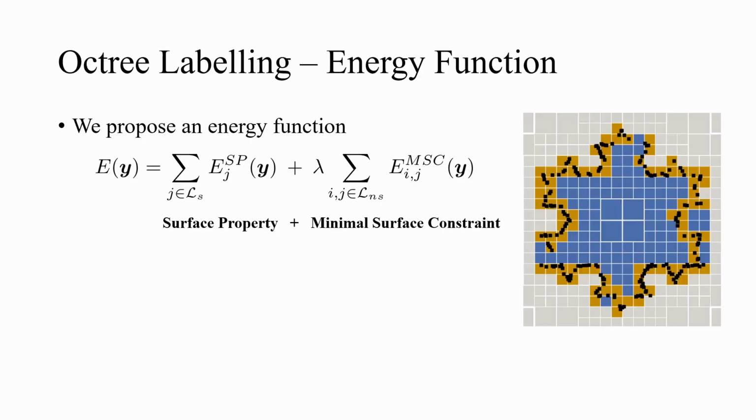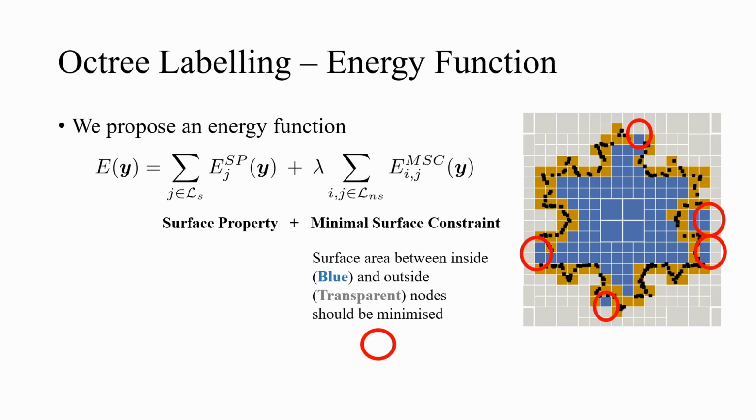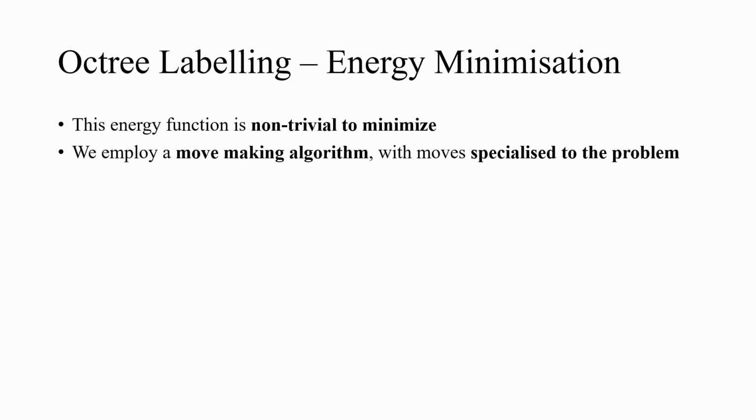To label the octree, we propose an energy function that captures the surface reconstruction task. The first term encodes a surface property, while the second term encodes a minimal surface constraint. The surface property term encourages every surface node to be close to an inside or outside node. In practice, we only look at its direct neighbors, encourage a specific quota on the number of inside and outside neighbors, and count surface neighbors as a mixture of inside and outside. The minimal surface constraint encourages the surface area between nodes labeled as inside and nodes labeled as outside to be minimized.